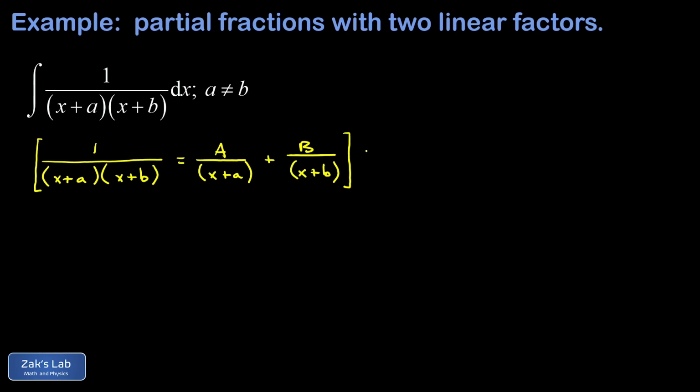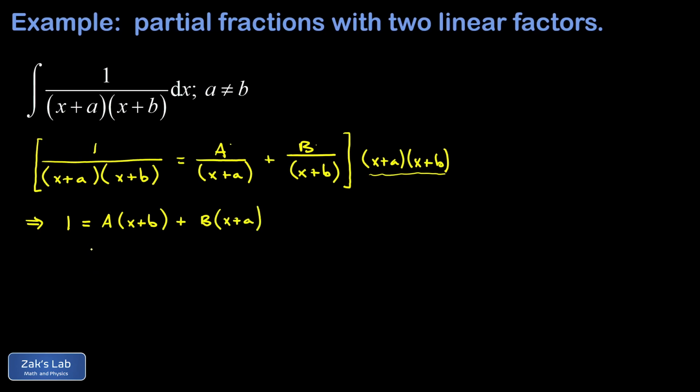We multiply both sides by x plus little a, x plus little b. When we distribute those two factors to the left-hand side, both of them cancel and I have just a 1 over there. When we distribute these two factors to the big A containing term, the x plus little a cancels, but the x plus b does not. And I end up with big A times the quantity x plus little b. And then the opposite thing happens with the big B containing term. The x plus b's cancel, and I'm left with big B times the quantity x plus little a.